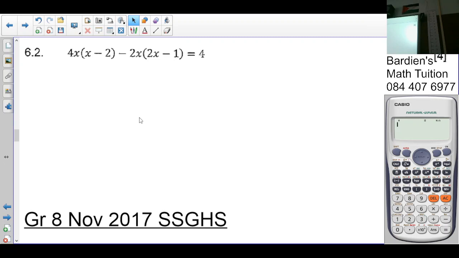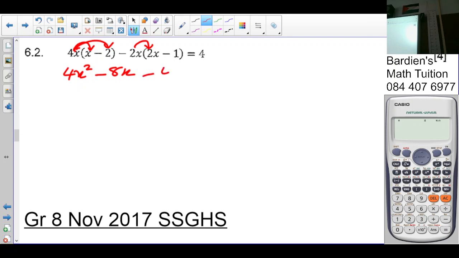(6.2). What do you do first? Do the brackets. So 4x times x, 4 is going to give you 4x squared. 4x times negative 2, negative 8x. Negative 2x times 2x is negative 4x squared. Negative 2x times negative 1, positive 2x, equals 4x squared. So what do I do first? Numbers on one side. Okay, that's already the case.